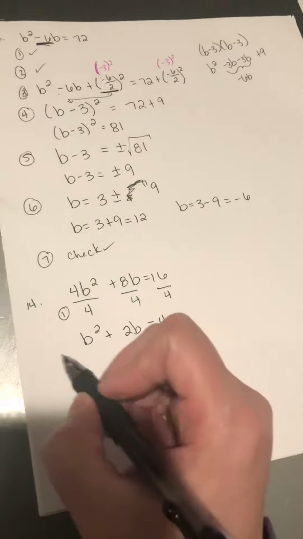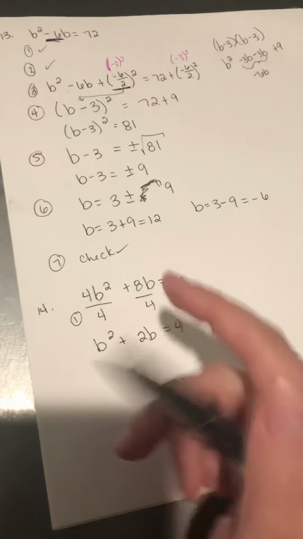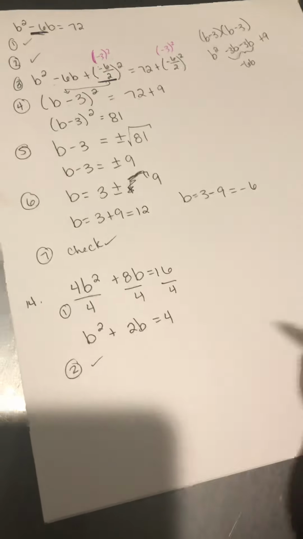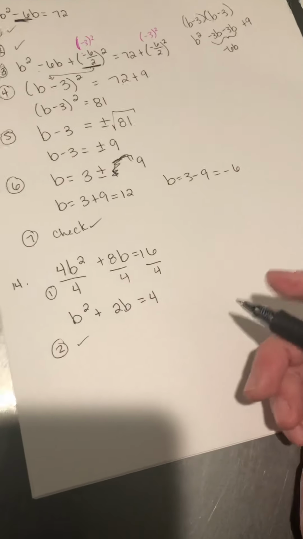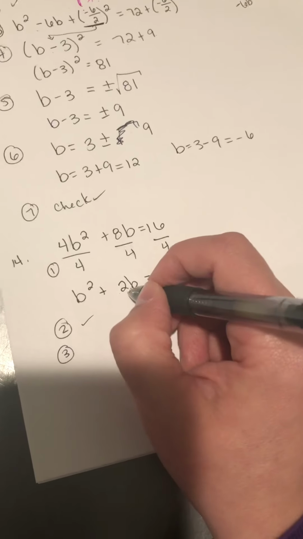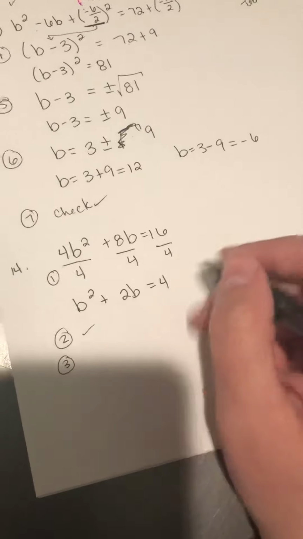Step 2 is make sure your constant's on the right. If it's not, move it over there. In this case, it's done for us. The constant's on that side. Step 3 is I want to divide this in half and square it and add that to both sides.